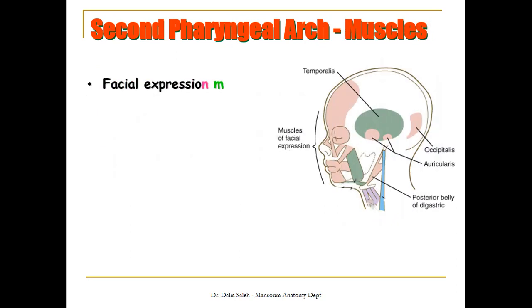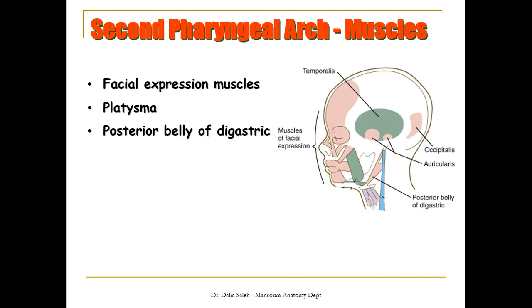For the muscular component, the second pharyngeal arch muscles are those of facial expression. We call them facial expression muscles. And also we have the platysma, posterior belly of digastric, stylohyoid muscle, and stapedius muscle.